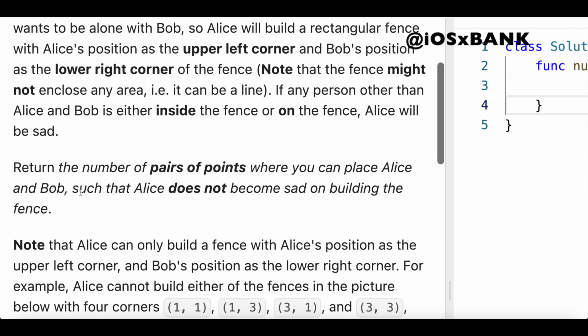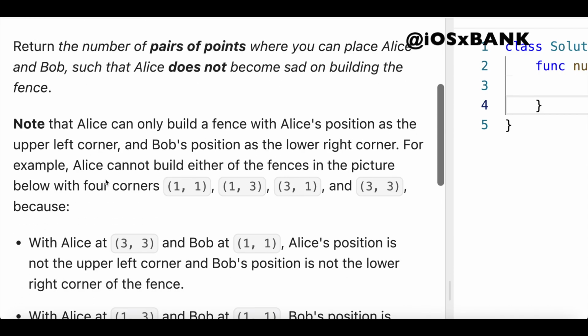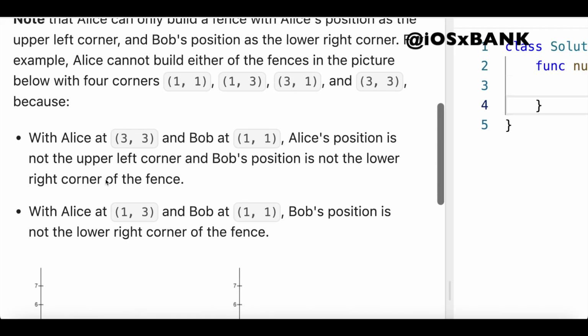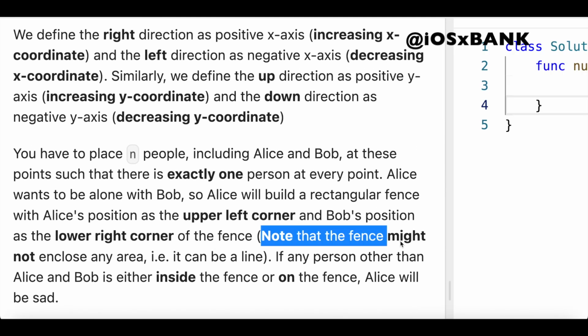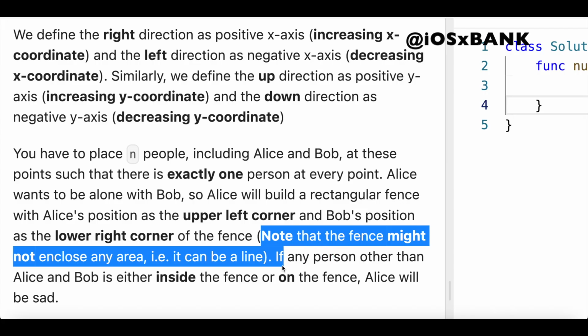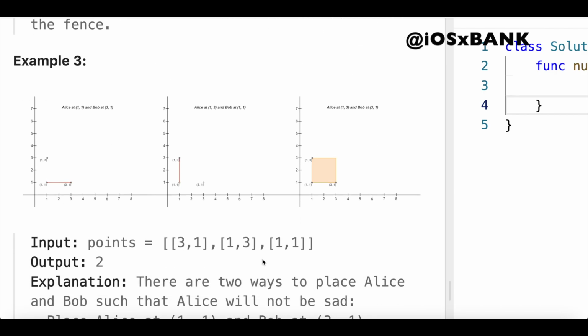Remember, it says up here that, let me see. Where does it say? Oh, right here. Note that the fence might not enclose any area, i.e. it can be a line. So example 3 is an example of where it will be a line, right?